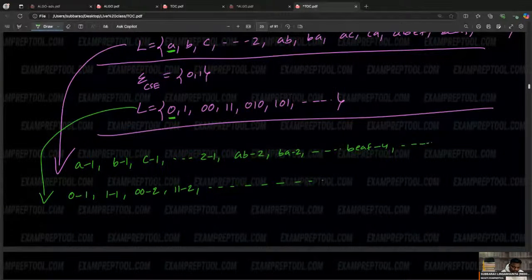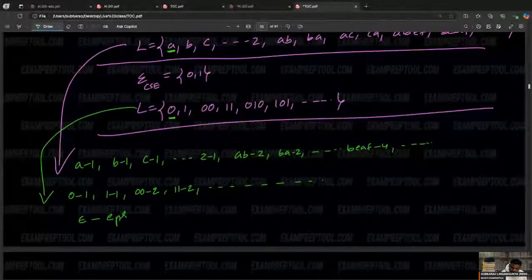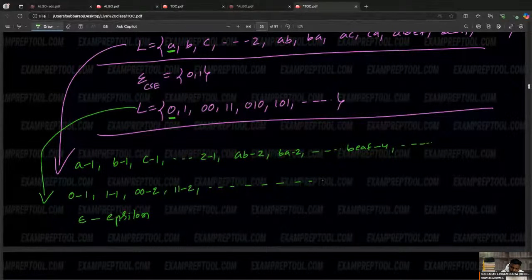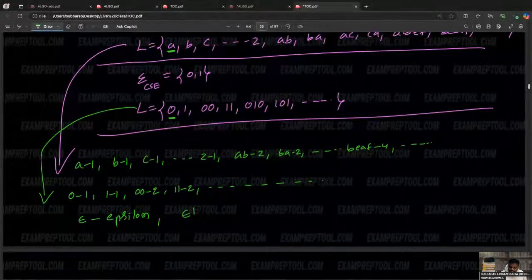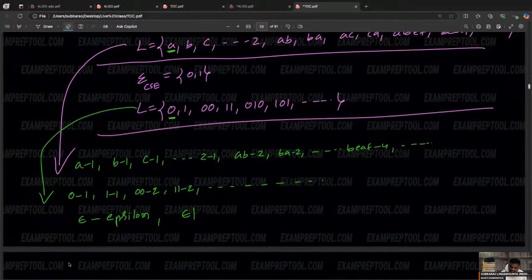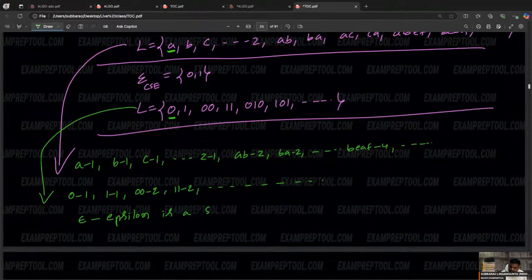But see the story. By default, there is one person whose name is epsilon. By default, every language has one string, that is epsilon. Epsilon is a string. Right? Next one.